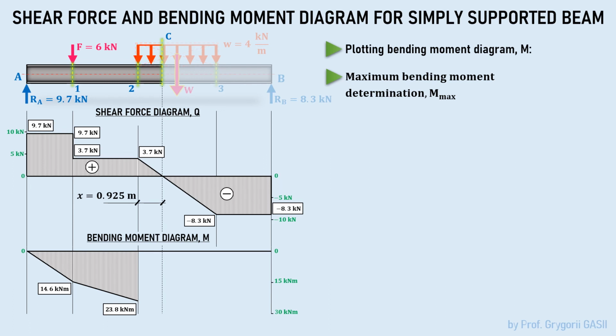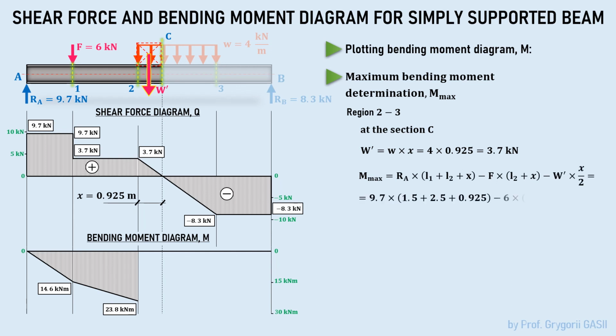We must find also the resultant force W of the part of the uniformly distributed load along the length x. It's the product of the length x and the magnitude of the uniformly distributed load. It's 3.7 kilonewtons. Now we can write and solve the equilibrium equation for bending moments around point C. It's 25.5 kilonewton meters. Let's plot this value on the diagram.